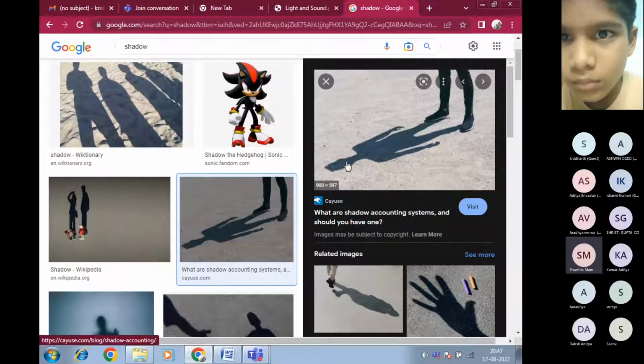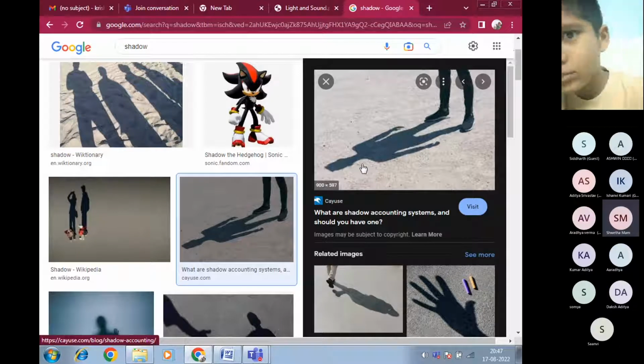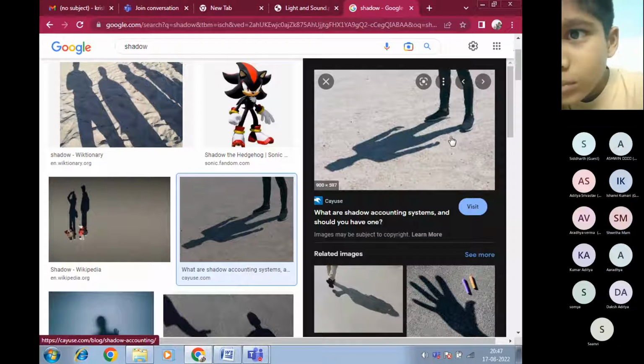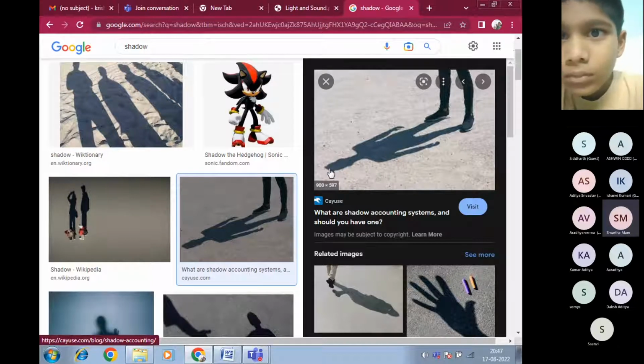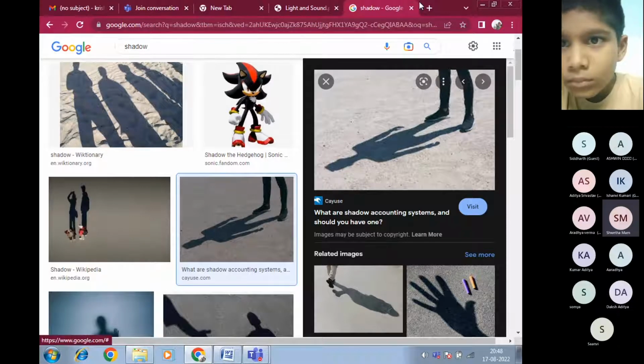And if you see the shadow, whatever height he is, that much height you will get the shadow. And you can only see the outline in the shadow, but you will not be able to recognize who this person is. You will not get the entire details of this shadow. So this is the main difference between the shadow and the image.